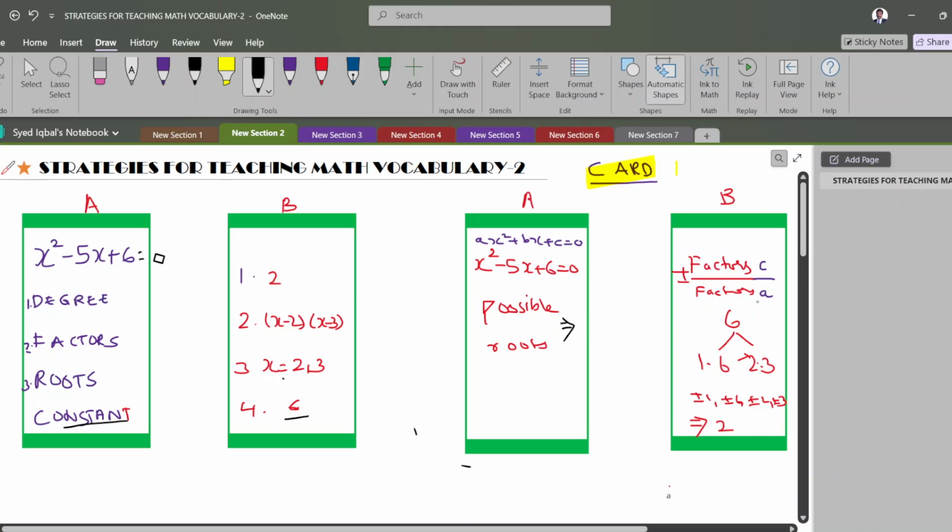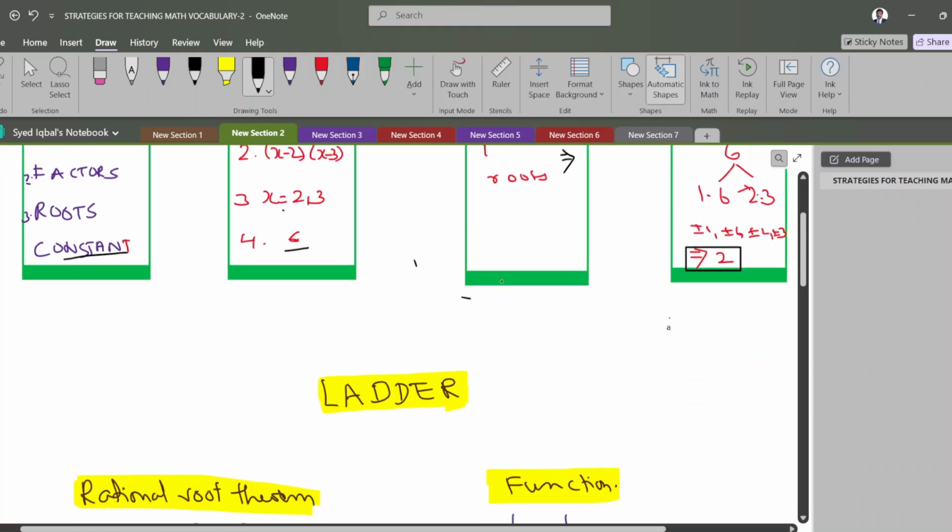Factors of c by factors of a. Factors, this is the new term introduced here. So, finding the factors of 6, plus or minus, there are 8 possible roots in total. But what we require, only 2 roots are there. So here we are teaching some vocabulary words.